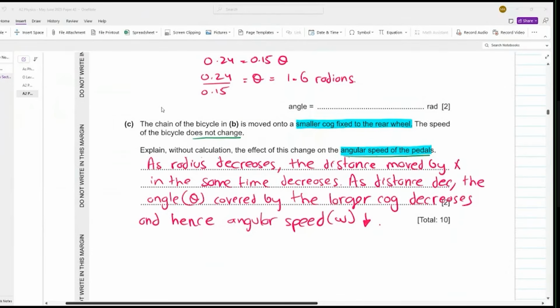Got it, sir? Perfect. Let's move ahead. Let's further move ahead. Now let's see question number 2.